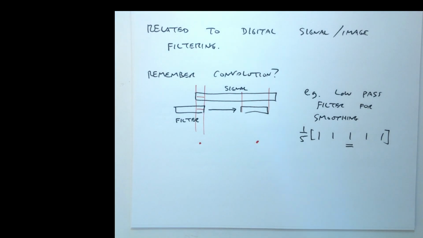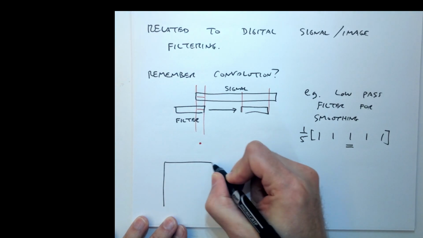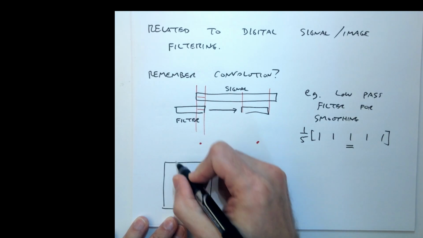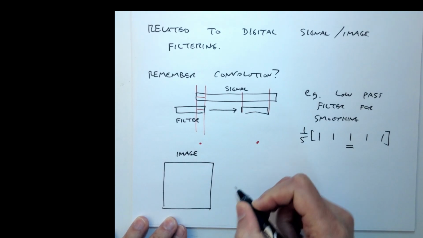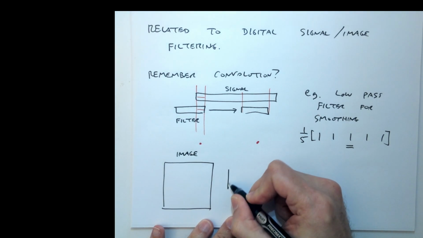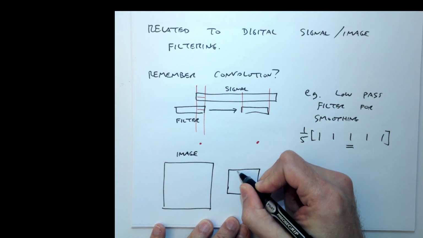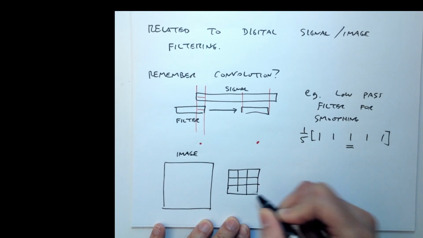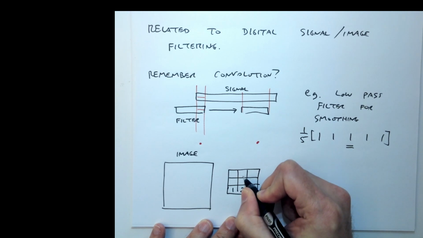The same thing applies in the image processing world, right? So for image processing, if I have an image, I can make a two-dimensional filter by, for example, taking a little tray, like a little 3x3 set of numbers, like this, for example.